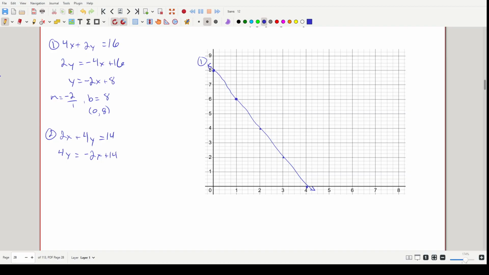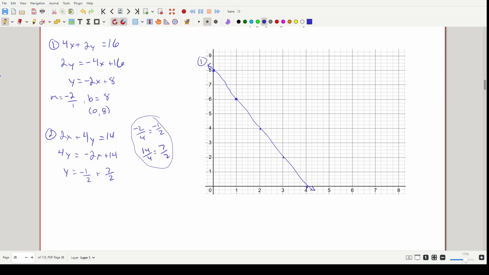We can divide by 4 to get rid of it on both sides here. So y is equal to negative 2 over 4 x. Negative 2 over 4, well, that's the same thing as just saying negative 1 over 2. And then we have 14 divided by 4. That's the same thing as saying 7 over 2. Okay? So just to show you that over here, negative 2 over 4 is the same thing as saying negative 1 over 2, and 14 over 4 is the same thing as saying 7 over 2, in case you're wondering where this is coming from.